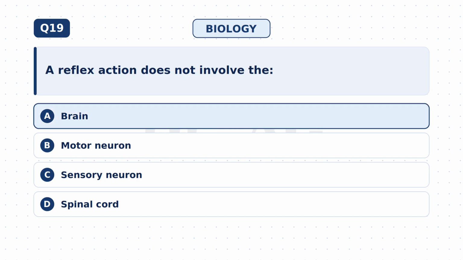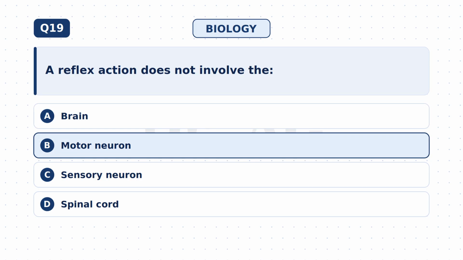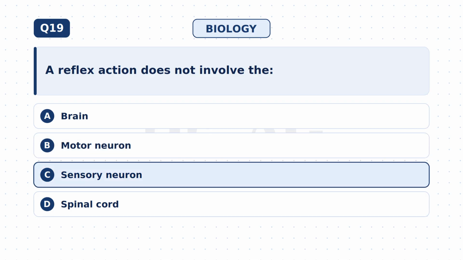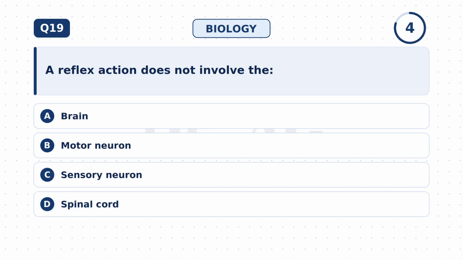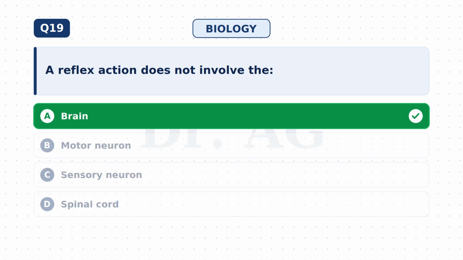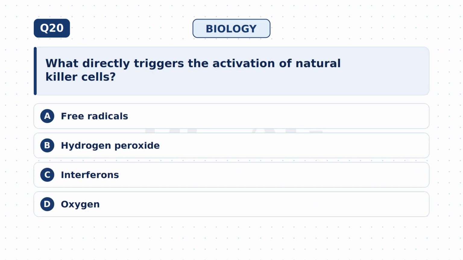Question 19. A reflex action does not involve the. Option A. Brain. Option B. Motor neuron. Option C. Sensory neuron. Option D. Spinal cord. The correct answer is A. Brain.